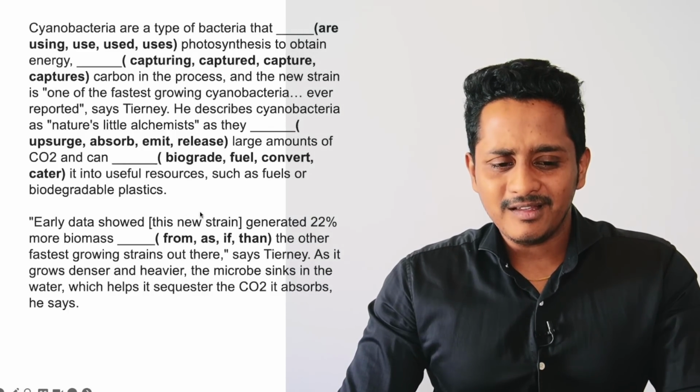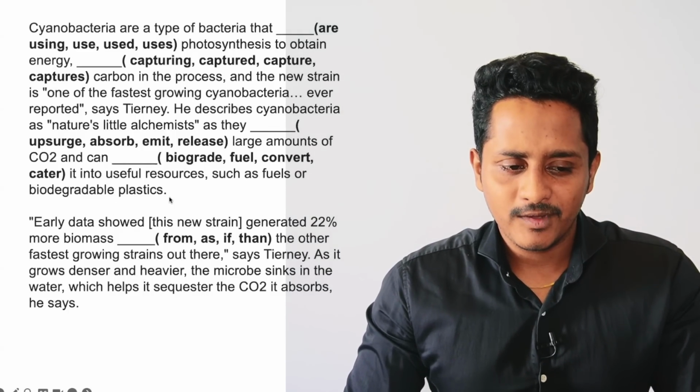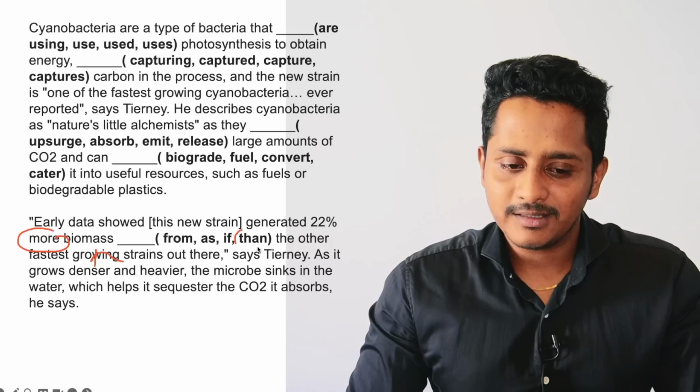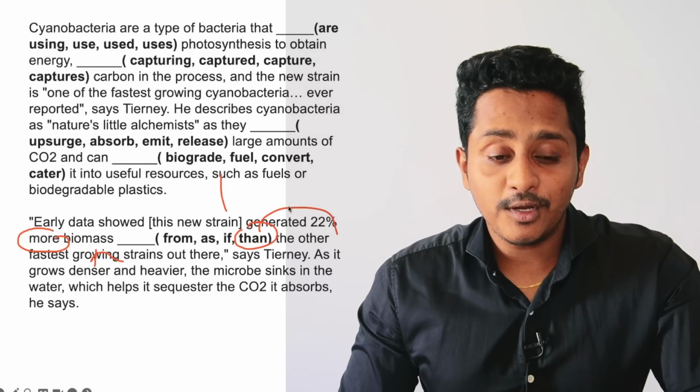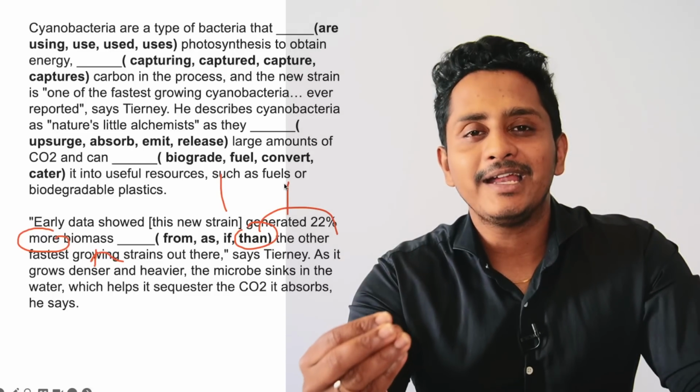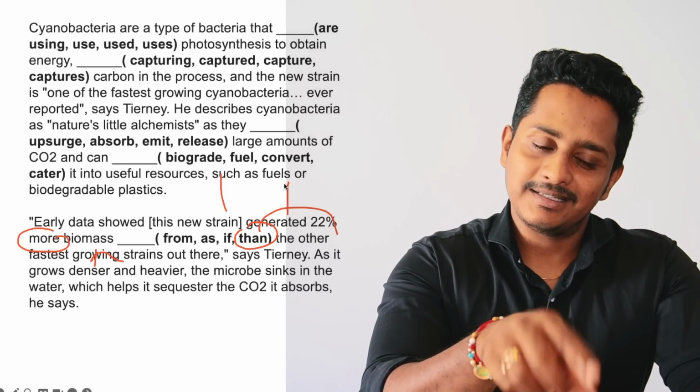So here, more biomass than the other. No need to read early data, which data, new strain generated, no need to even understand. If there is a blank like this, you can do it.